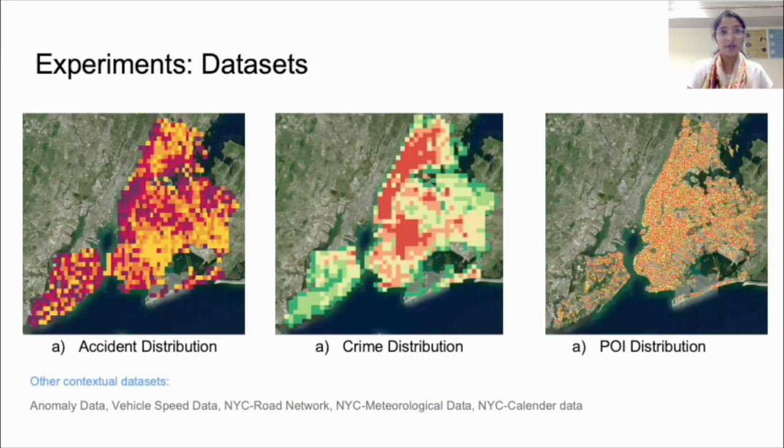These are the different datasets that we have considered for our experiment, which are from New York City, and this figure shows the accident, crime, and POI distribution in New York City. We also consider different contextual datasets for increasing the accuracy of predictions, like anomaly data, vehicle speed data, NYC road data, NYC meteorological data, and NYC calendar data.